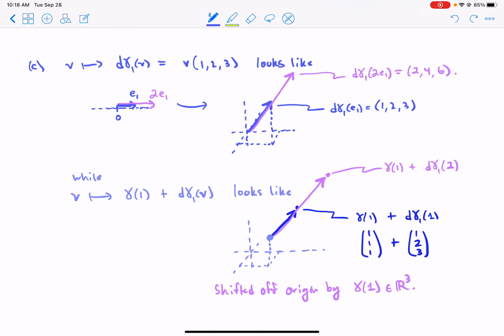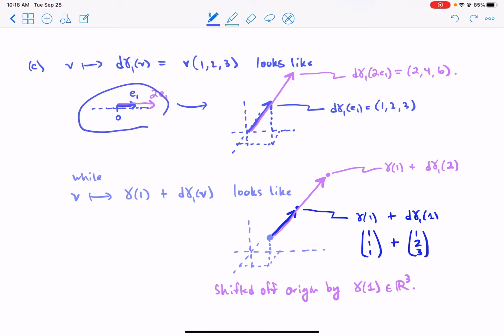One of them looks like this. Notice it goes from the origin and out. Now, the other looks like this. They're very similar. See, here and here look very similar, but the only thing is we're shifted. We don't start at the origin. We start at gamma of 1. So what's going on here?